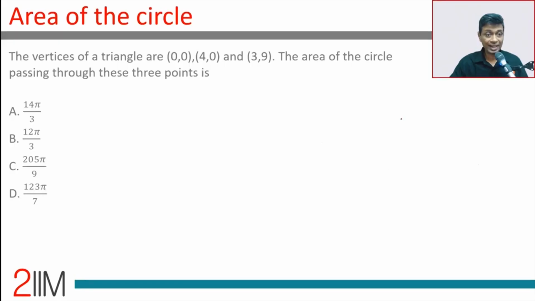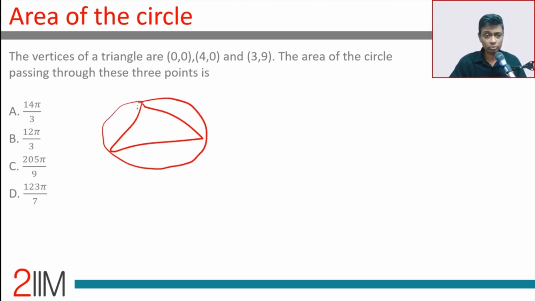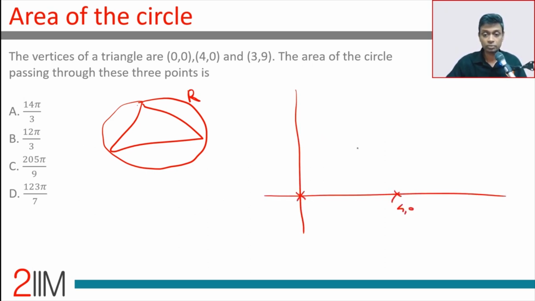The vertices of a triangle are 0, 0, 4, 0 and 3, 9. The area of the circle that passes through these 3 points. So we have a triangle. We want area of the circle that passes through these 3. We want radius of the circle, or we want circumradius. Lovely. This looks like an impossibly tough question. It is not. 0, 0, 4, 0, 3, 9. If you can visualize these points, this becomes much simpler.